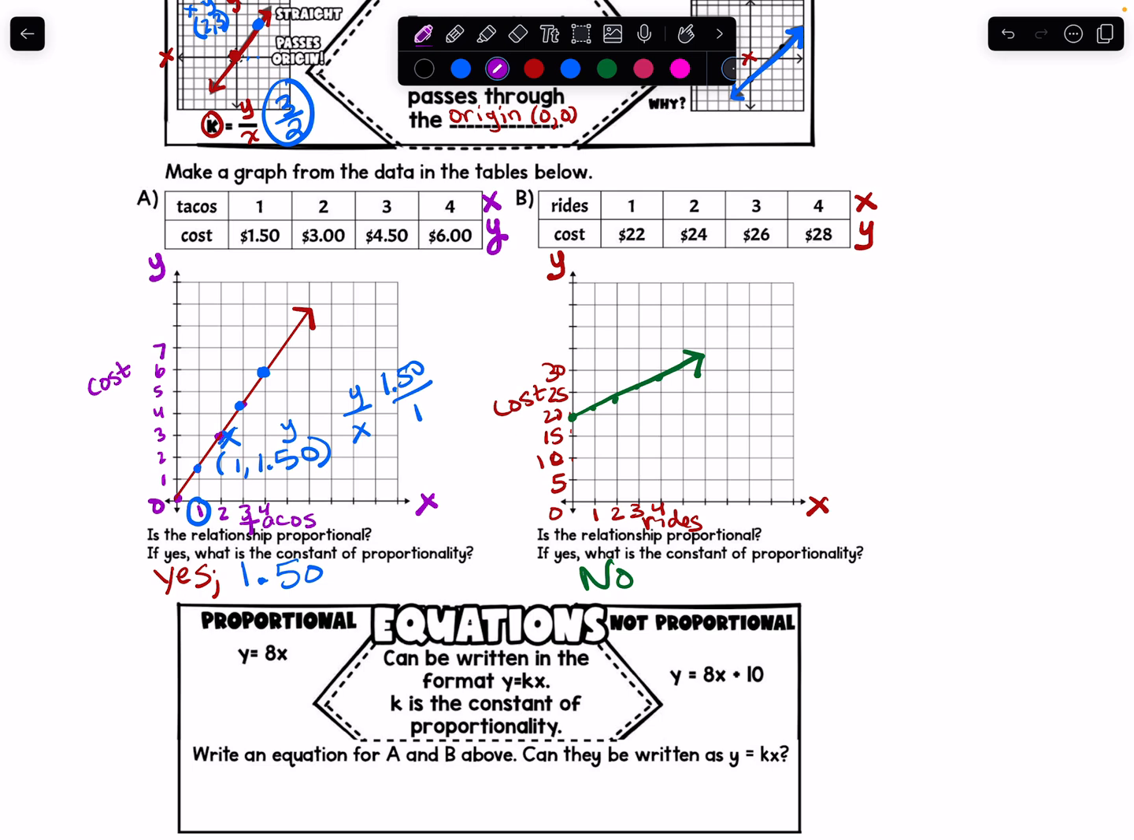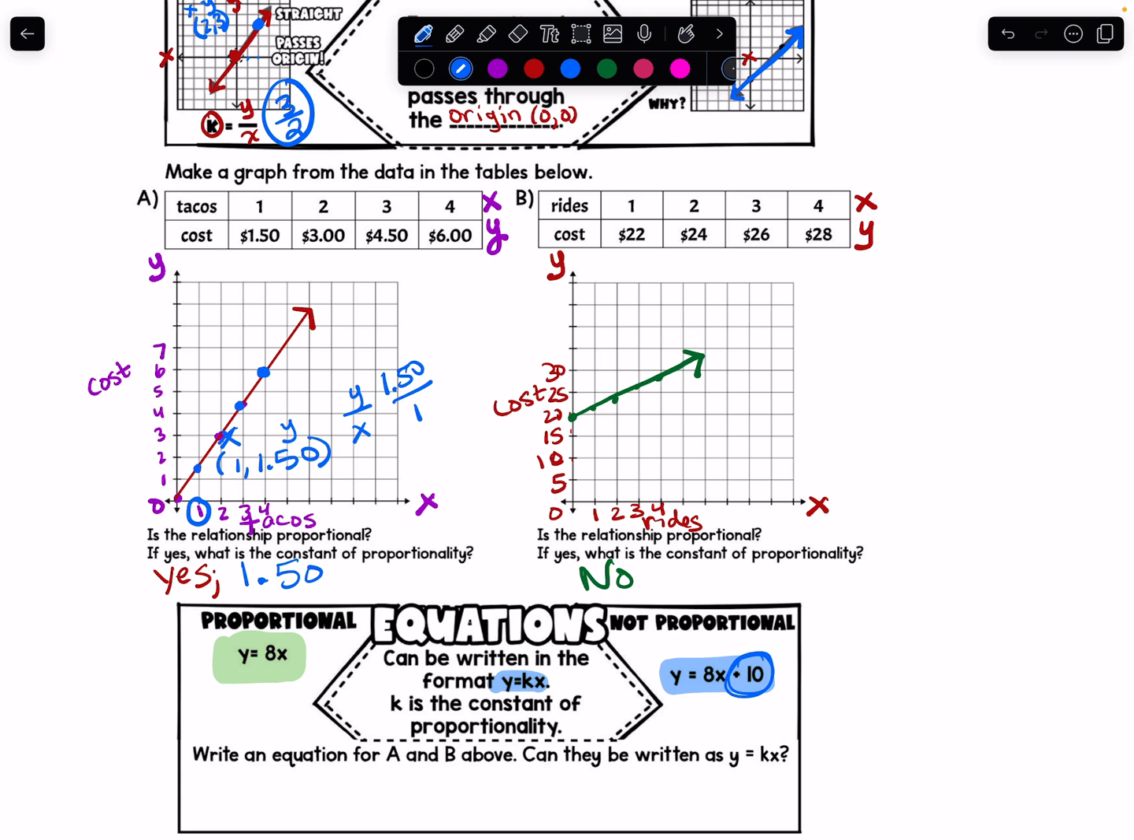So equations of proportional relationships can be written in the form y equals kx, where k is the constant of proportionality. So it should look like this. An equation like this, we could look at and automatically know the constant of proportionality is 8. But if you look at the one over here, this is not a proportional relationship because it's not written in the form y equals kx. It actually has this part added on, which makes it not qualify for that form.